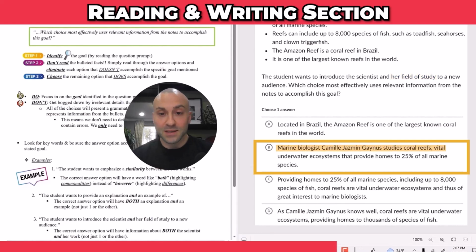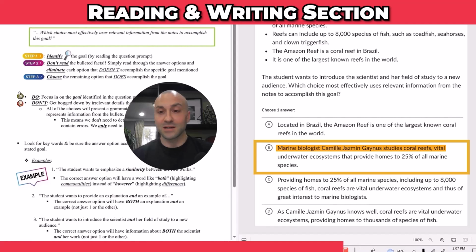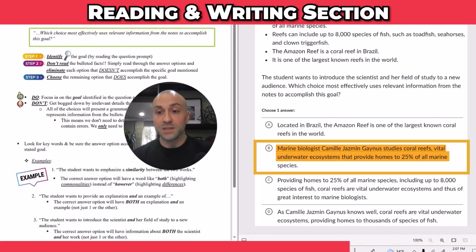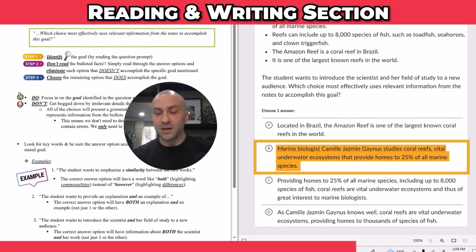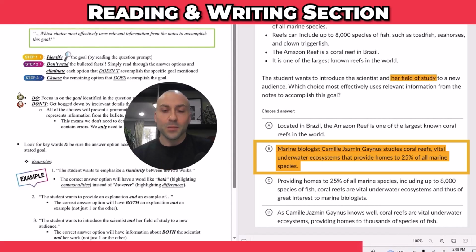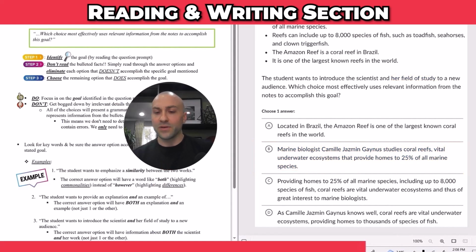So option B says marine biologist Camille Jasmine Guinness, not sure if I'm pronouncing that correctly, studies coral reefs, vital underwater ecosystems that provide homes to 25% of all marine species. That sounds pretty good. It's telling us what she studies, so that's essentially her field of study, but I might take a quick glance at option D to see if I'm missing something.